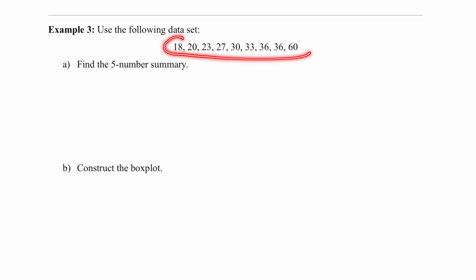We're given this data set. The first thing we always check is whether the data is already sorted. Fortunately, this is already in ascending order. That makes our work easier. Question A, find the 5-number summary. I am going to use the TI-84 calculator to find these 5 numbers.